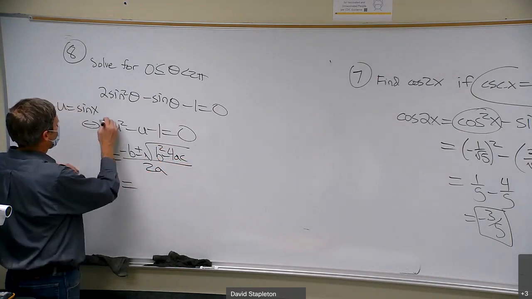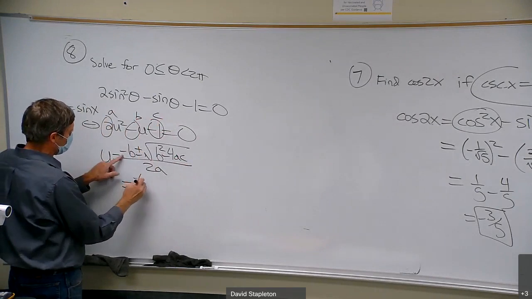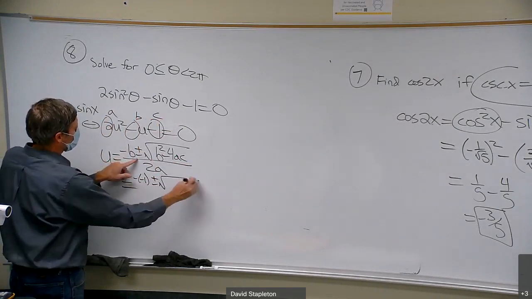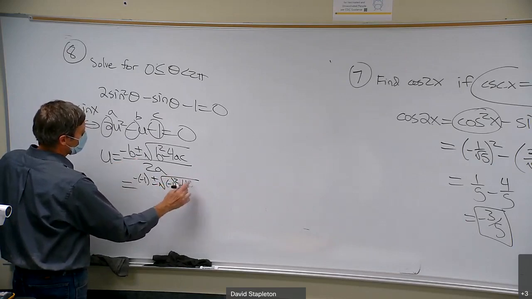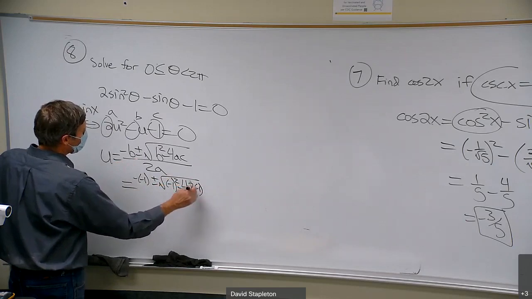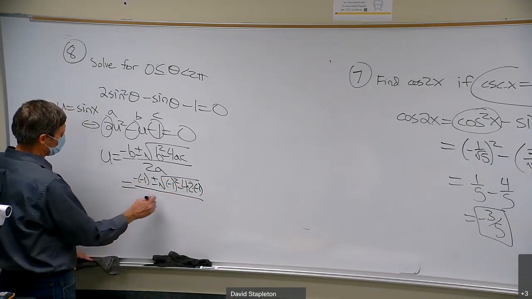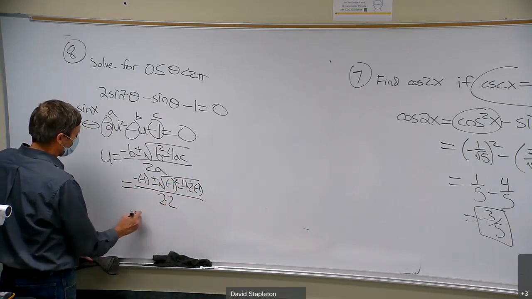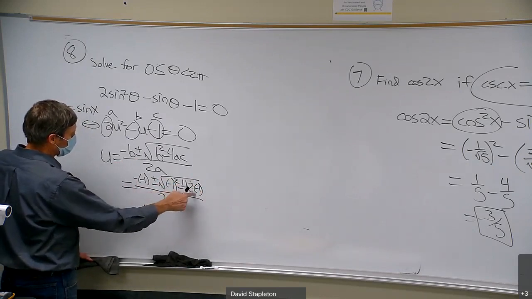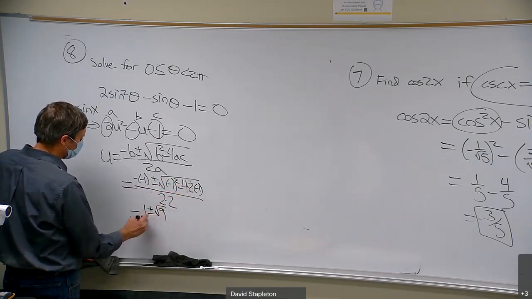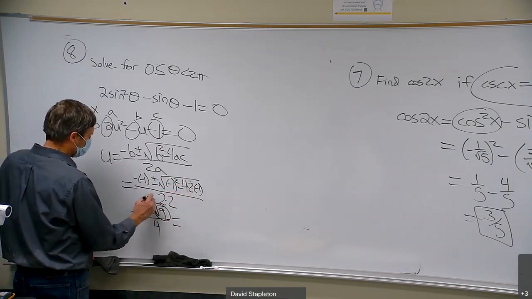That's c. A is 2, b is minus 1, and c is minus 1. So it's minus b, minus 1, plus or minus the square root of minus 1 squared minus 4 times 2 times minus 1. Some of these minuses trip you up, and people get the square root of 7 instead of the square root of 9 here. All over 2 times 2. But it should come out with plus 8, so plus or minus 1 plus 8 is 9, square root of 9 all over 4. Well, square root of 9 is 3, right?